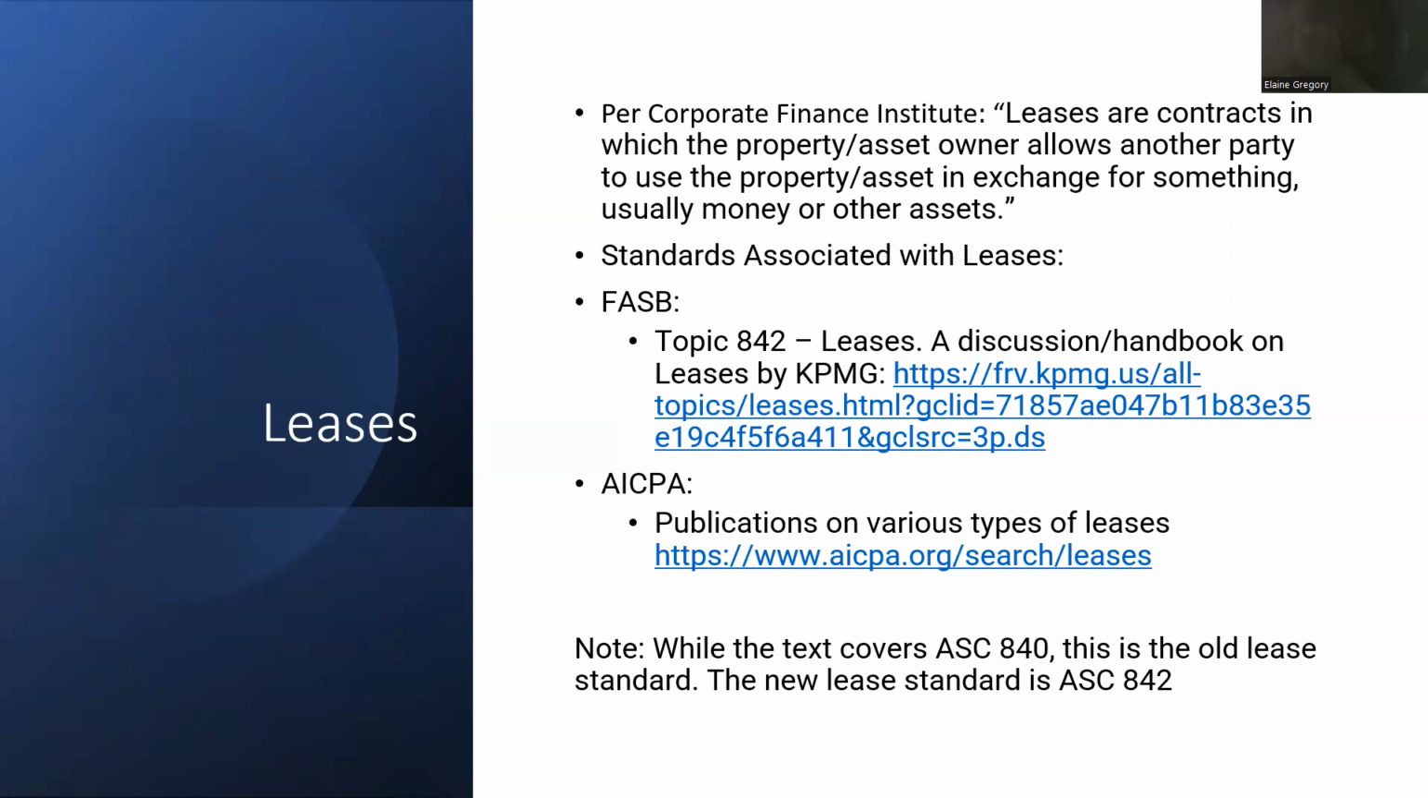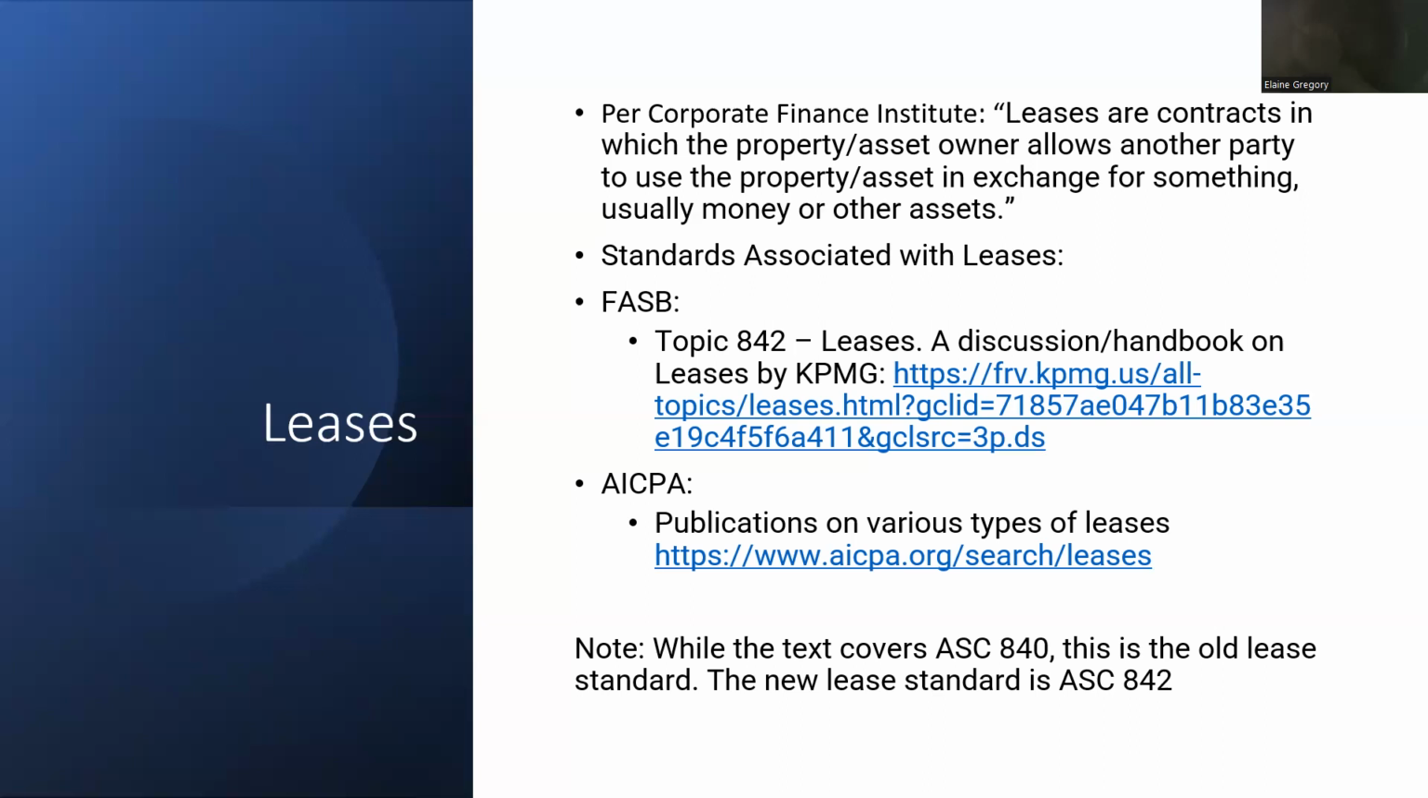Now, here's a new one. Topic 842. I would suggest that you take a look at that. Understand topic 842 on leases. There's some changes that have been implemented in leases that you will need to be aware of going forward. You won't need to know this information now, but start to get a feel for it. The FASB and the AICPA both have some literature on this, but look for topic 842.